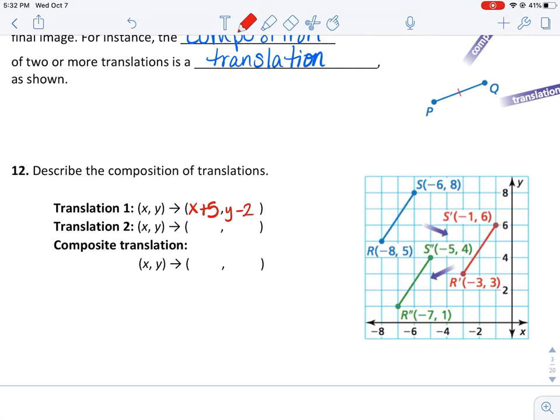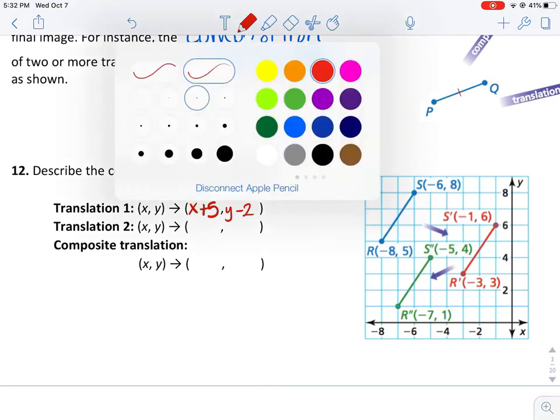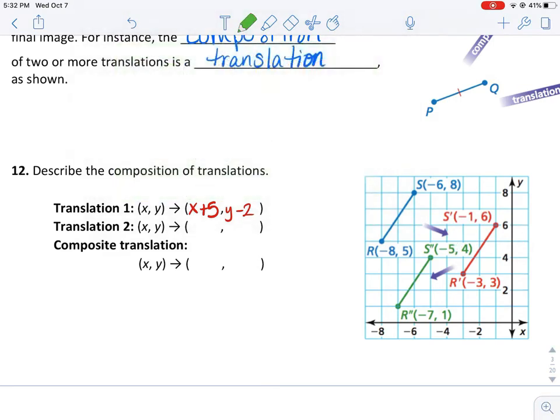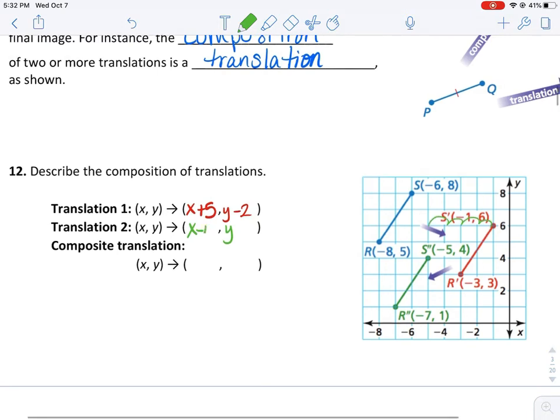So now we're going to find the second translation. How did this red segment become the green segment? I'm going to use my bunny hop system again, remembering in rule form, I still have my X and Y set up for me. So here we go. S prime to S double prime. We're going -1, -2, -3, -4. We went left 4, so that's a negative. And then we're going down 1 and 2, so -2 again.